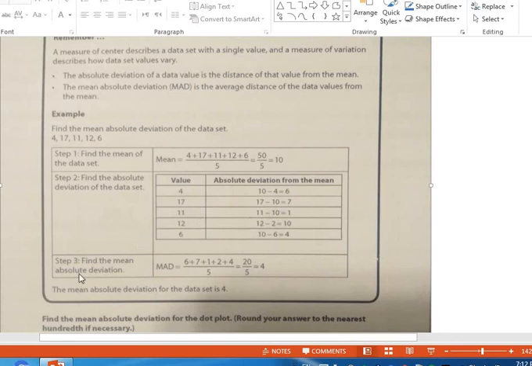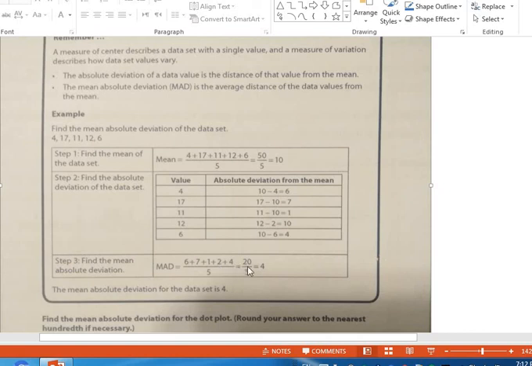So I have here step 3, find the mean absolute deviation. Okay, mean absolute deviation equals what? Equals 6 plus 7 plus 1 plus 2 plus 4, all over 5. Let me explain this to you. So here 6 plus 7 plus 1, this is written wrong. 12 minus 10 gives you 2. So here it's written right, 2.